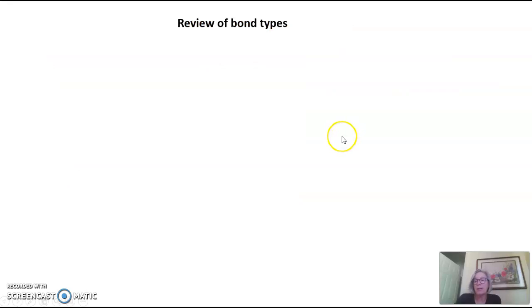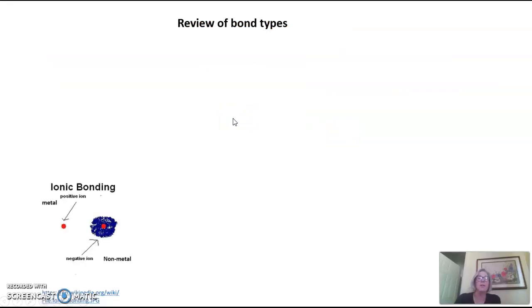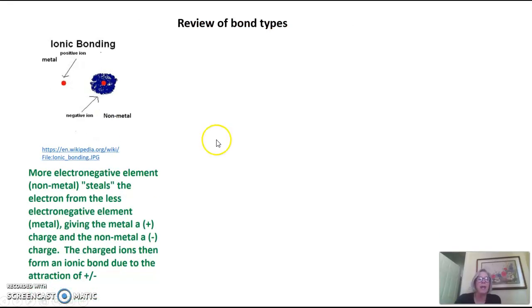Let's review some bond types from chemistry. First of all, let's look at ionic bonding. Ionic bonding is between a metal and a non-metal. The more electronegative element, in this case the non-metal, steals an electron from the less electronegative element, the metal. That gives the metal a positive charge and the non-metal a negative charge. These charged ions then form an ionic bond due to the attraction of the positively charged metal and the negatively charged non-metal.